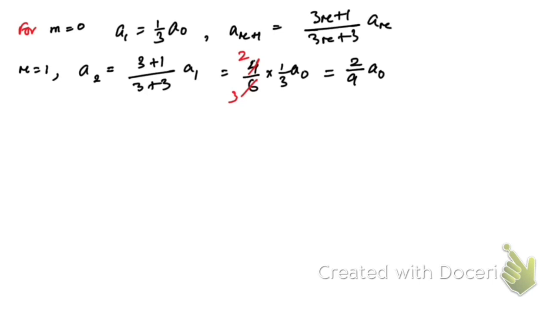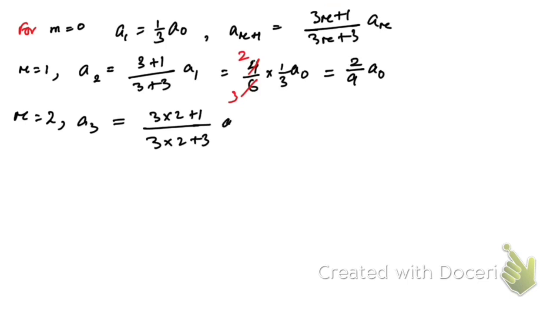So let's find a3. How to get a3? If you put r equal to 2, then you're going to have a3, right? So putting r equal to 2, we're going to have a3. a3 will be equal to (3 into 2 plus 1) into (3 into 2 plus 3). So what we have done, we have put r equal to 2, right?